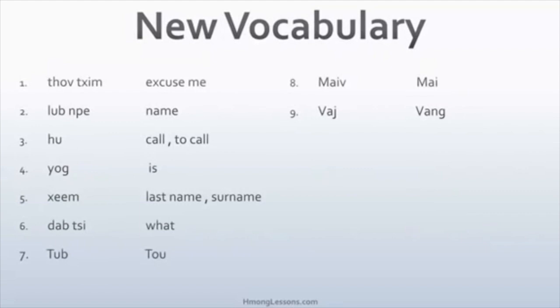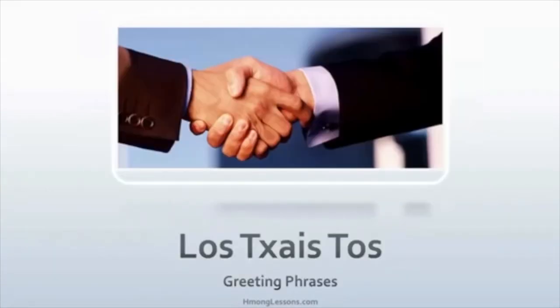Here are new vocabularies. Number one, Totsi, excuse me. Number two, Lumbe, name or the name. Three, Hu, call, to call. Four, Ya, is. Five, Sing, last name or surname. Six, Dachi, what. Seven, Tu, two. Eight, my, my. Nine, va, Vang. Greeting phrases.